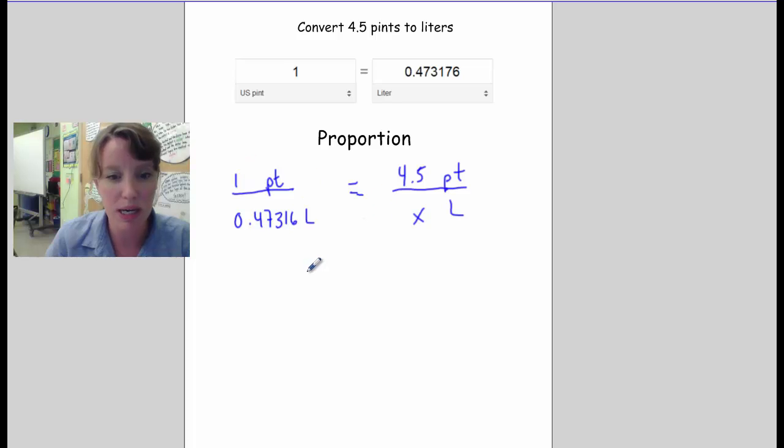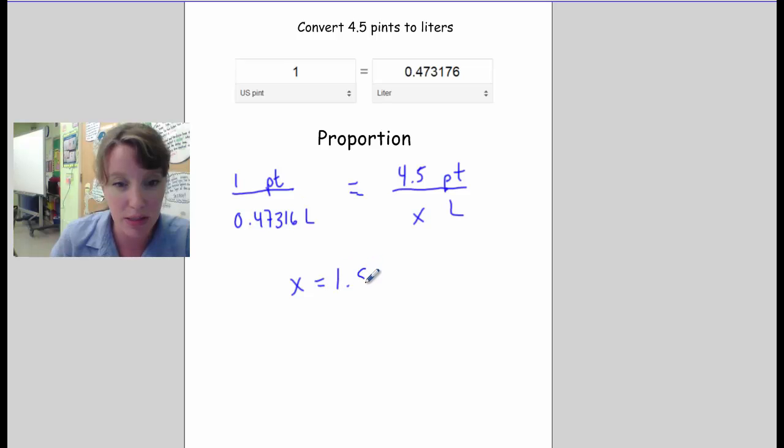So let's see, 1 times X is X. Okay, and this amount of liters times 4.5 ends up being, if I round it to the nearest thousandth, 1.89, and again, that's going to be in liters. Okay, let's go back and make sure this makes sense.